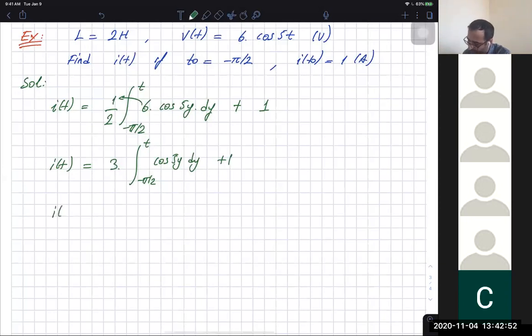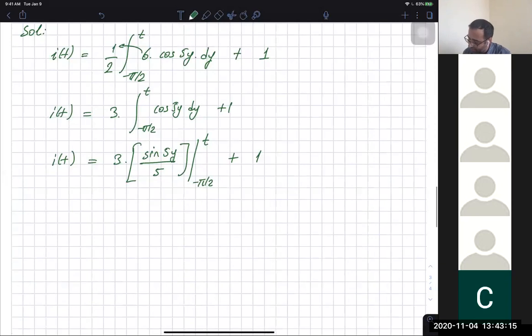So I need a volunteer to help me. What is this integral? Sine 5y over 5. Perfect. So that is sine 5y over 5. And then I need to evaluate this from minus pi over 2 to t, right? So I can take that 5 out. That will be 3 over 5. I think that will be just 0.6, right?